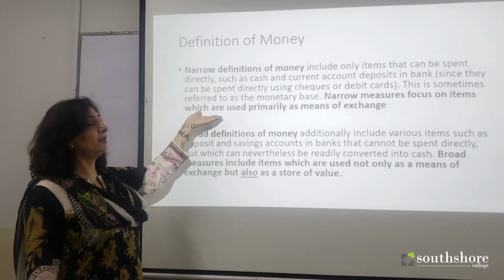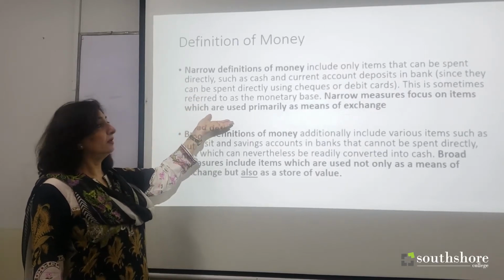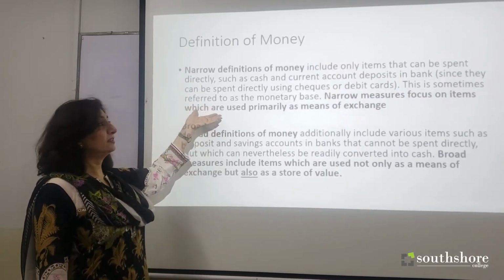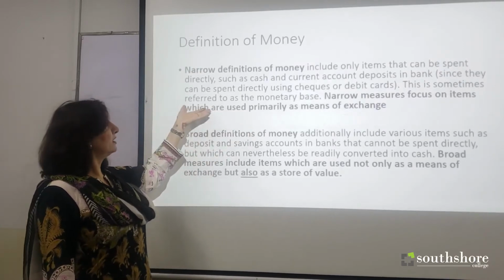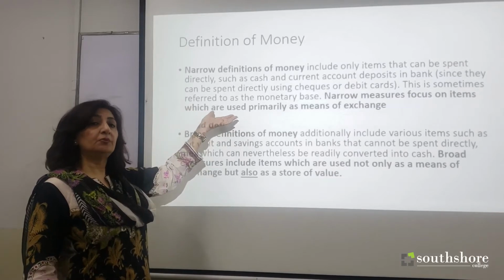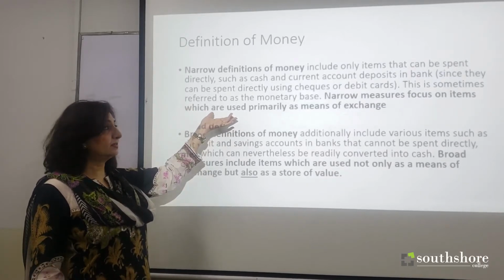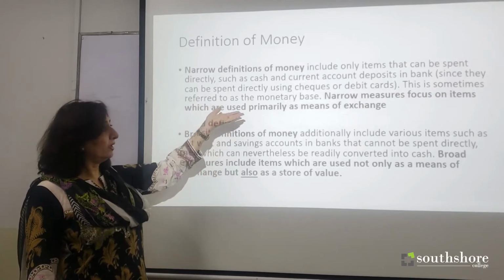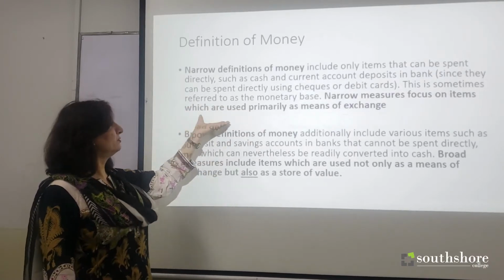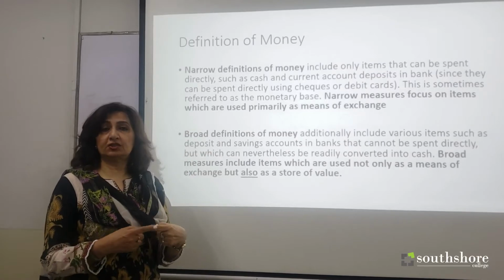Narrow definition of money includes only items that can be spent directly, such as cash and current account deposits in banks. Since they can be spent directly, how do you spend them? Using checks, using debit cards. This is sometimes referred to as the monetary base also. Okay? And narrow measures focus on items which are used primarily as a means of exchange.